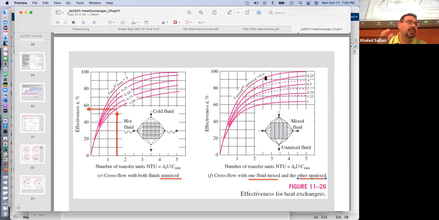But in both scenarios, what happens is that C min is going to be, or C max is going to be infinite. That's why you are sitting over here. All right.